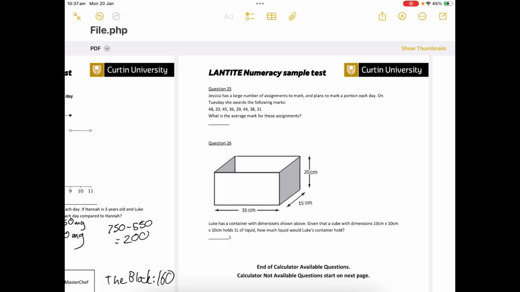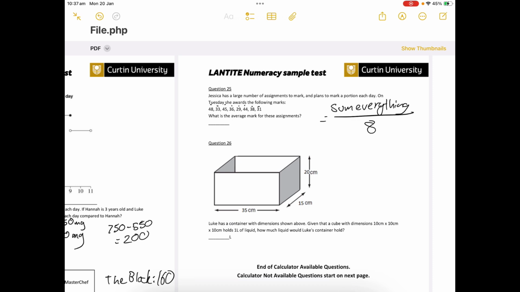Okay, so to find an average, what we do is we add up all the numbers together and then we divide by how many numbers we did. So let's count how many we have. 1, 2, 3, 4, 5, 6, 7, 8. Alright, so we'll do the sum of everything over 8 to get our average.